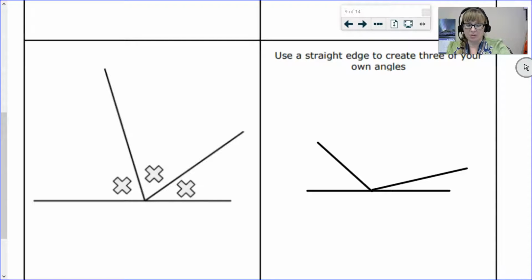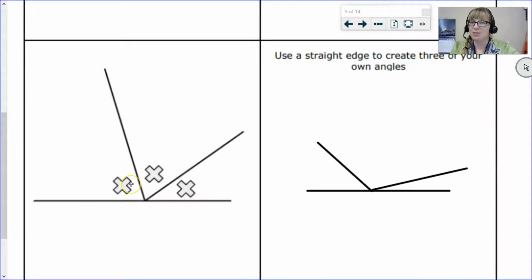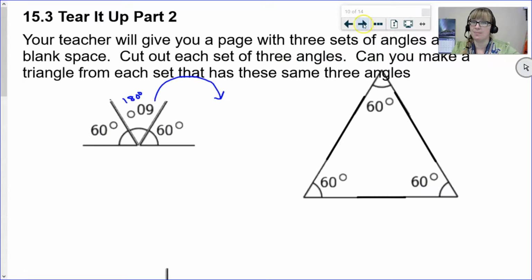Can you make a triangle? See if you can prove it false. See if you can create 3 angles that are 180 degrees that won't form a triangle. Go ahead and give that a try. Pause the video until you have done that. The angles that you created would still form a triangle. If they didn't, double check your work because it should have, because that is a really important theorem.